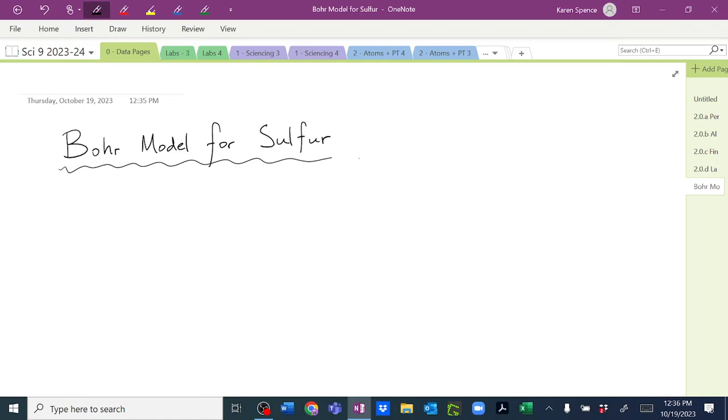We are just going to draw a Bohr model for sulfur to see if we remember how to do Bohr models, because it's been a while.